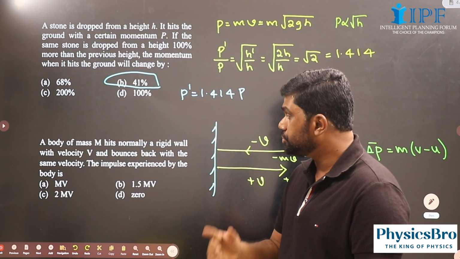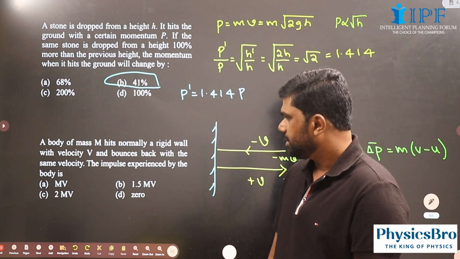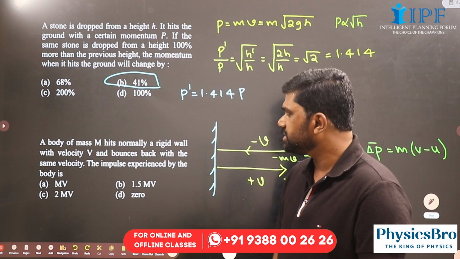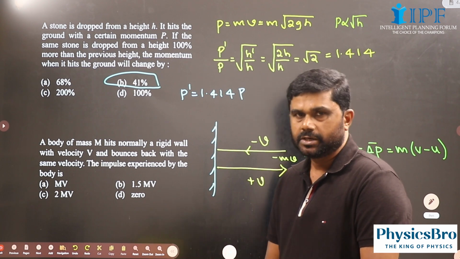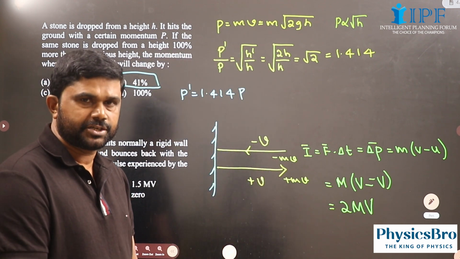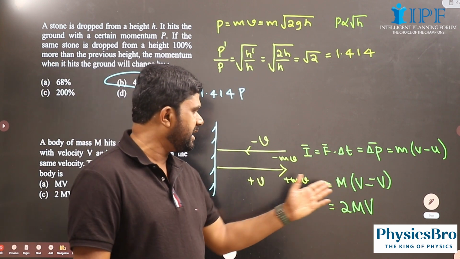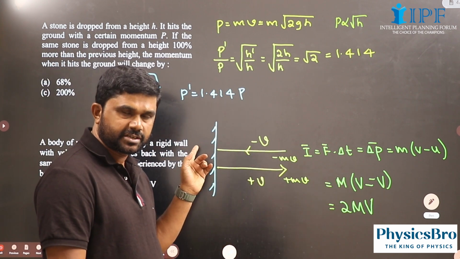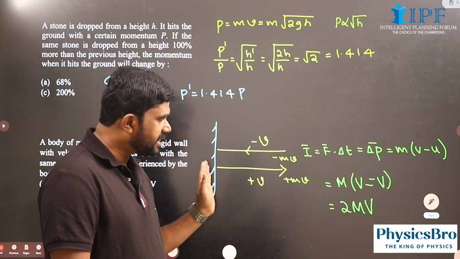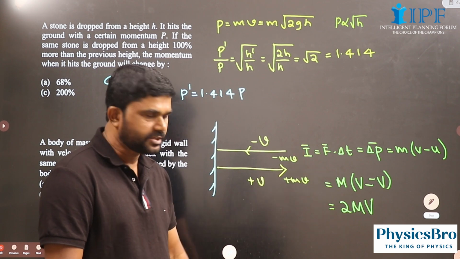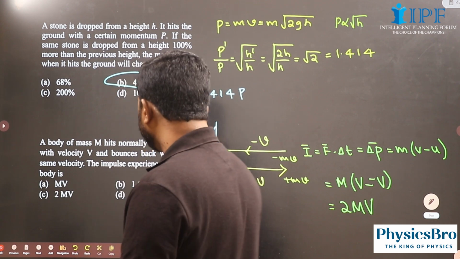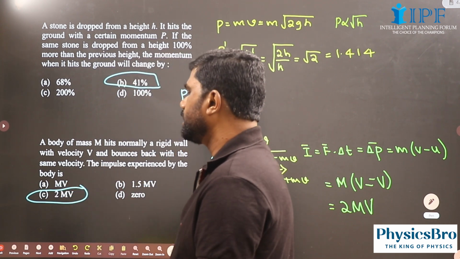Okay, a body of mass m hits normally a rigid wall with a velocity v and bounces back with the same velocity. The impulse experienced by the body is, okay, see, impulse is change in linear momentum. It reverses its direction without changing its magnitude. So let us take the initial velocity directed towards left as minus v. Then the final velocity will be directed towards right, and let us take it plus v. So change in velocity will be v minus (minus v), that is 2v, and the impulse is 2mv. So this must be the correct option.